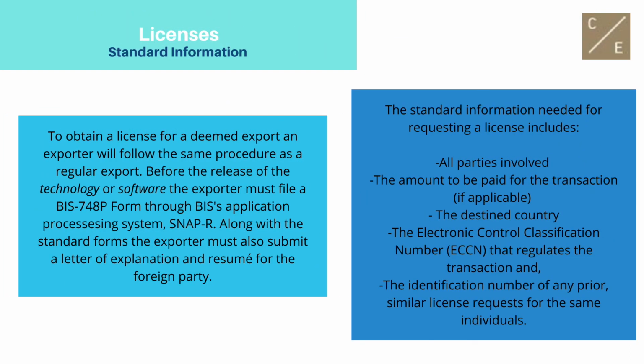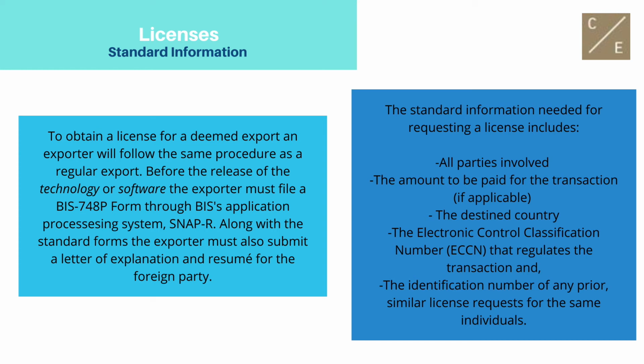Now we move on to the licensing process for deemed exports. To obtain a license for a deemed export, an exporter will follow the same procedure as a regular export. Before the release of the technology or software, the exporter must file a BIS 748P form through BIS Application Processing System (SNAP-R). Along with the standard forms, the exporter must also submit a letter of explanation and resume for the foreign party.